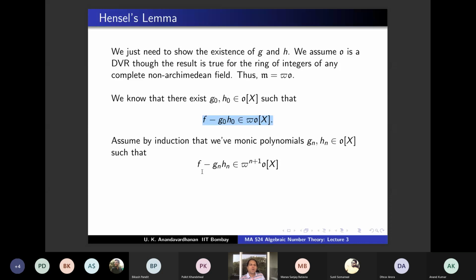Assume this, and you want to prove the next step: that I can get two polynomials such that f minus the product of those two polynomials will be in pi power n plus 2 OX. That's what I'm going to show. By induction, this much is assumed, and I'm going to show that for n plus 1 this result is true. With this condition, Gn is conjugate to G naught modulo pi and Hn is conjugate to H naught modulo pi.